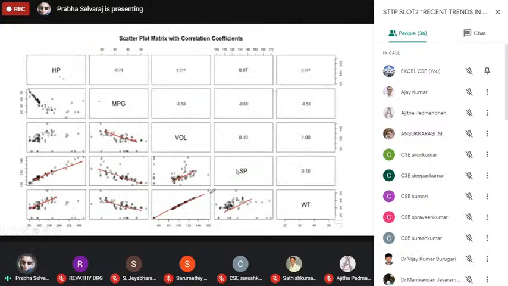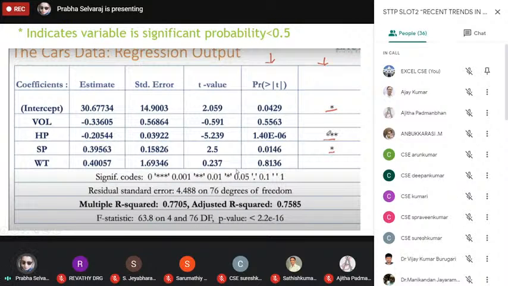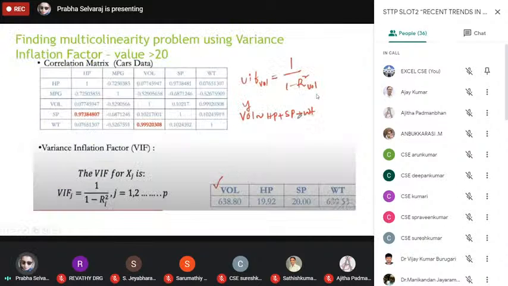What I want to do is apply it on each and every parameter. Now you see, I will calculate R square for volume. So volume depends on HP, SP, WT, because only these four parameters need to be considered. I just want to calculate Y, which is MPG. MPG depends on all these four variables.